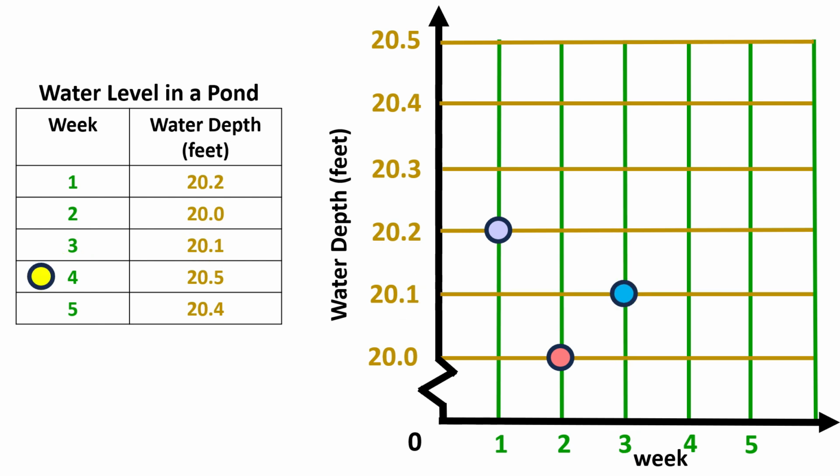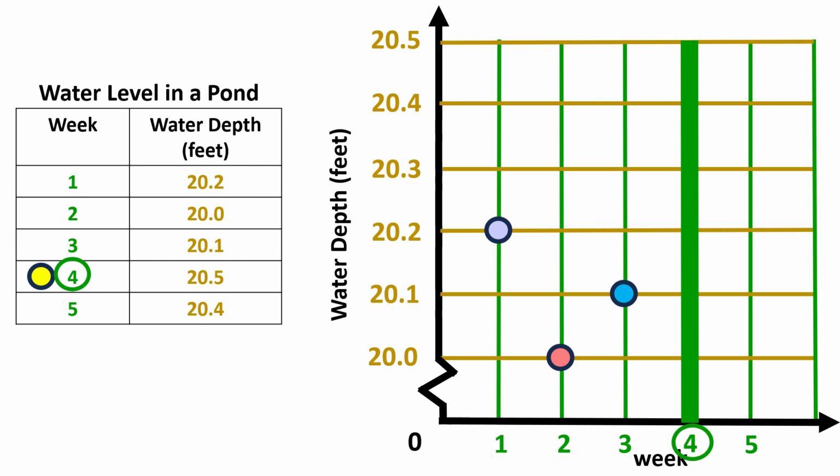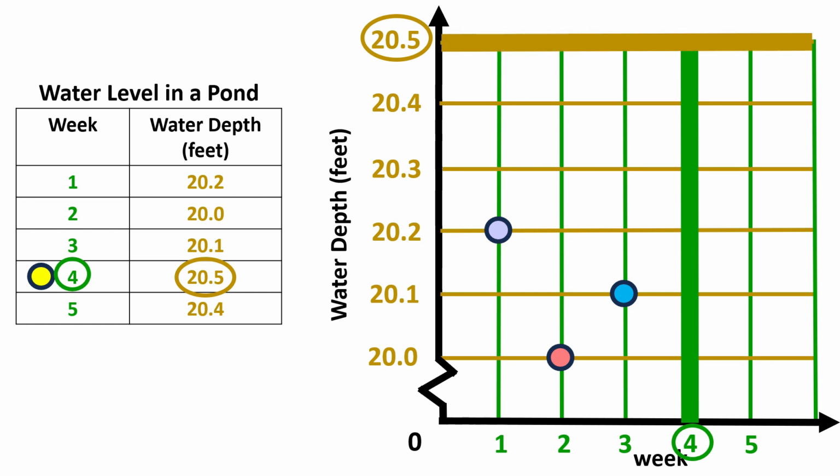Let's plot the yellow point. The yellow point has a week value of 4. We'll circle the number 4 on the week axis. Then, we'll highlight the entire line that has a value of 4 weeks. The yellow point has a water depth value of 20.5 feet. We'll circle the number 20.5 on the water depth axis. Then, we'll highlight the entire line that has a water depth value of 20.5. Next, we find the place where these 2 highlighted lines cross. That place is where the yellow point goes.